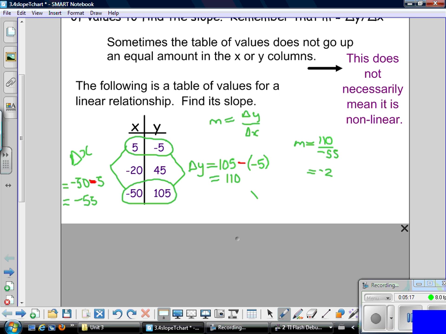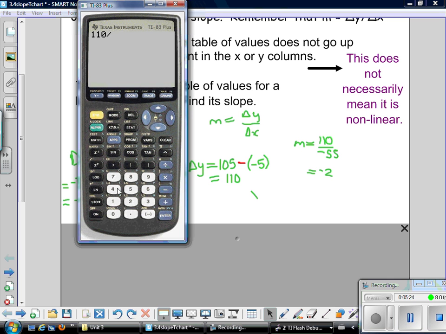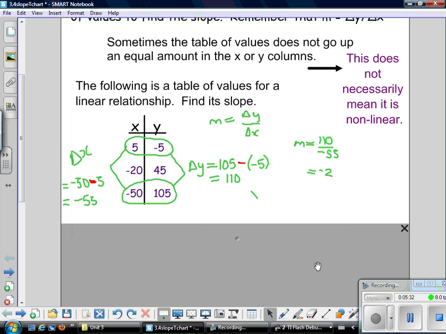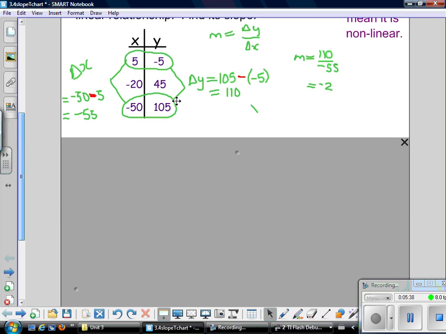Okay, so here's our graphing calculator. So if I went 110 and divided it by 55, amazingly, it is 2. Now remember, this was a -55, so my answer is going to be a -2. So we found for this relationship the slope of -2. Now what would happen if I chose not those 2 points, but 2 different points?